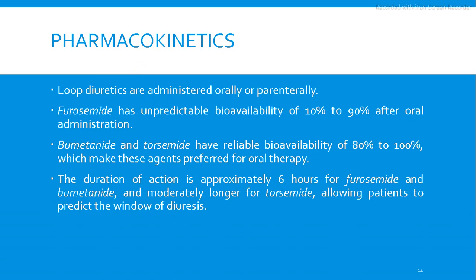Okay, so next is pharmacokinetics. These drugs are administered orally or parenterally. The furosemide has an unpredictable bioavailability of 10% to 90% after oral administration. That means we cannot exactly judge how much concentration of the furosemide will be available in the plasma after it is administered orally.